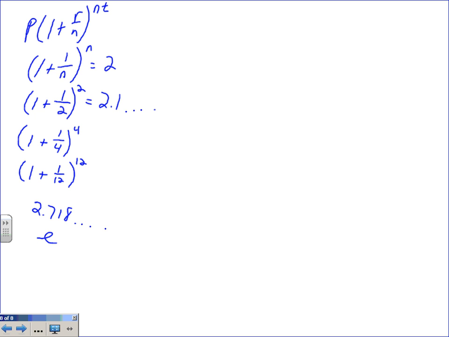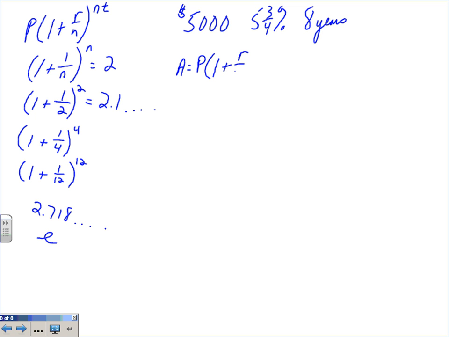So I'm going to give you a couple of examples here. We're going to take $5,000 and we're going to invest it at, let's say, 5 3/4% for 8 years. All right? And let's do compounded monthly. So the total amount, I'm going to write out the formula, 1 plus R over N raised to the NT power.